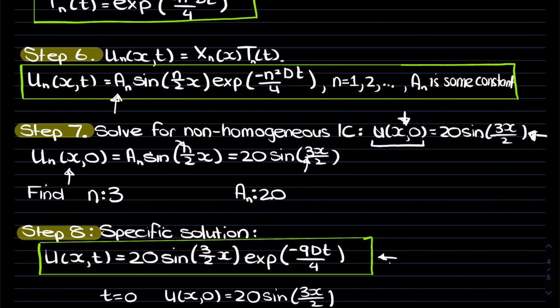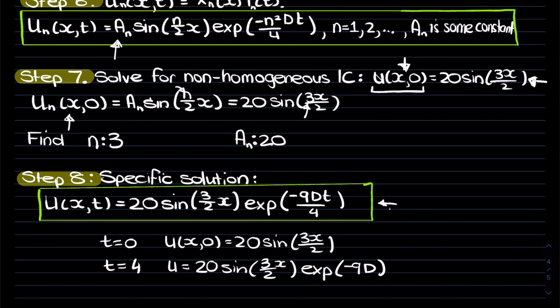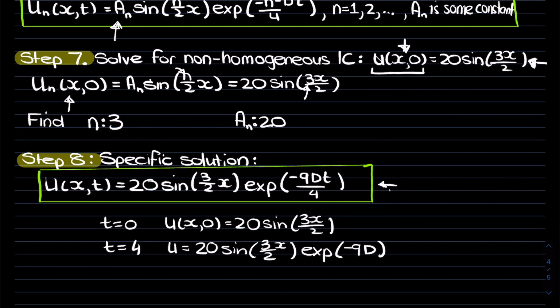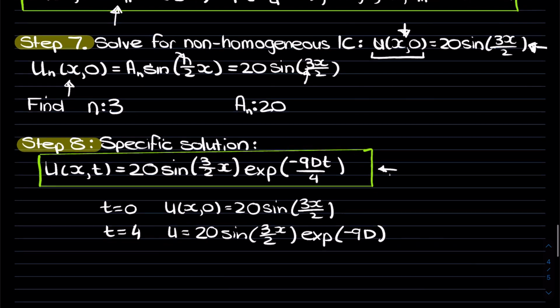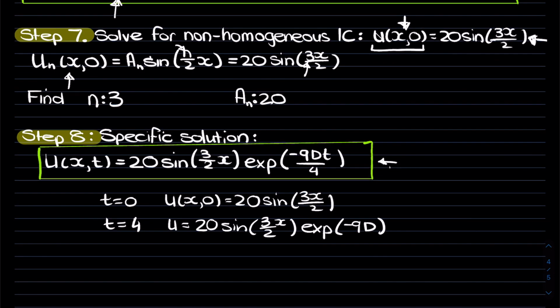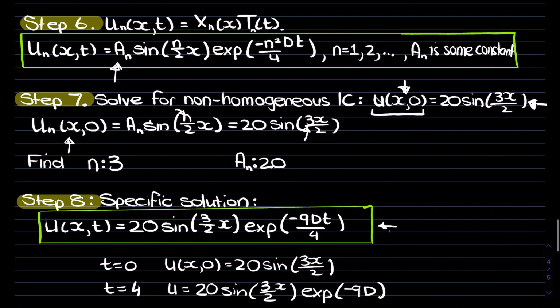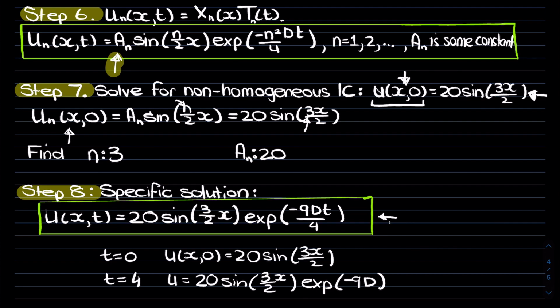Step 7 was to solve for the non-homogeneous initial condition using our u of n. So all we did was set t equal to 0 here because that's what our initial condition stated that we needed to do. And then we just solved for our constant a of n by equating the left-hand side with the right-hand side of the equation. Then step 8 was just to write the specific solution, and that was just our u of n up here, but with our a of n and n filled in for our specific solution.